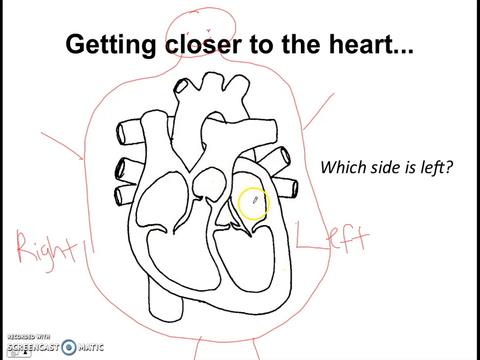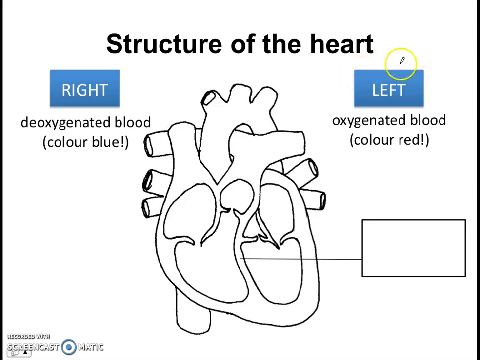Now, the other way that you can tell from the diagram, and this is probably the better way, is that the left side has a thicker muscular layer. Right, so we'll look at why later. But just remember that from the diagram, you can see that the left side is the one with the thicker muscular layer. Alright, so time to take out your color pencils.